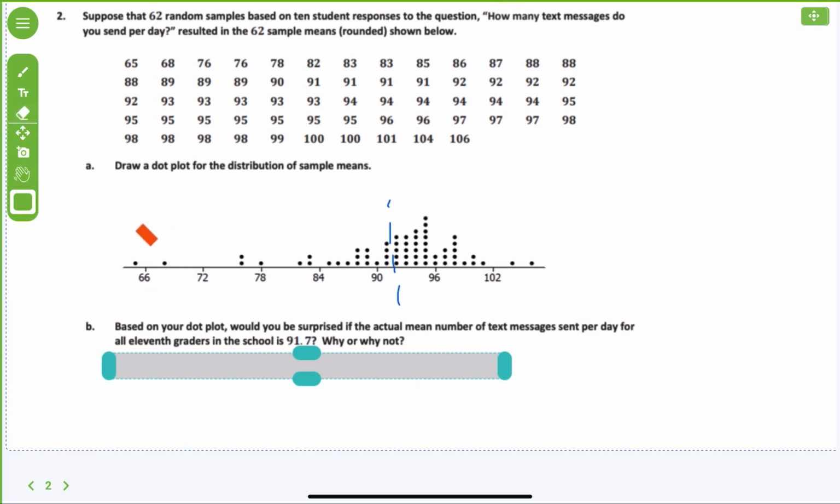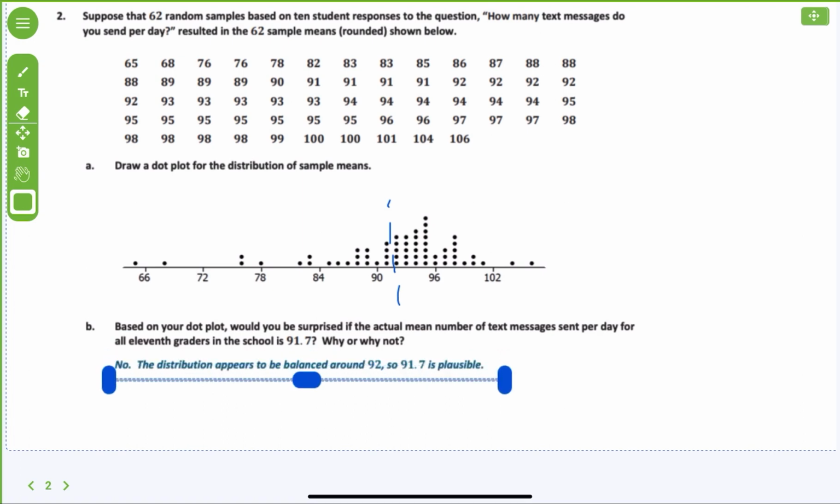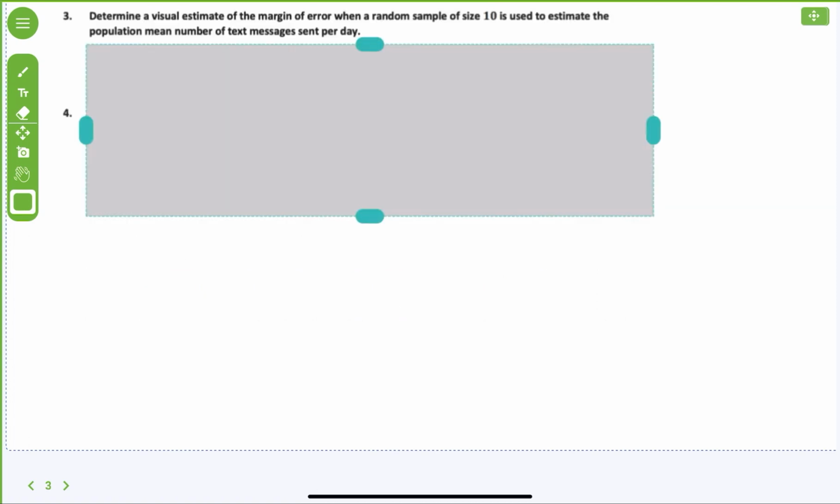Okay, so see what they said. No, the distribution appears to be balanced around 92. Yep, so 91.7 is plausible.